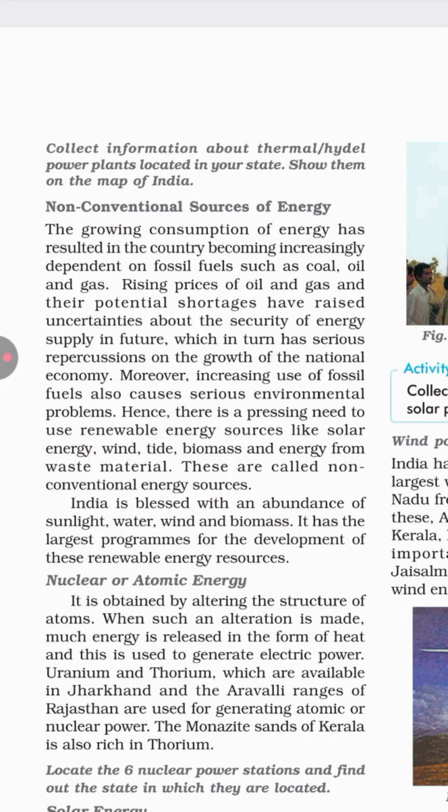Now, an alteration is made on the atoms, and when the alteration is made, heat is generated, and this is used to make electric power. Basically, uranium and thorium are used, and these are found in Rajasthan, in the Aravali ranges of Rajasthan, and in the monazite sands of Kerala also.